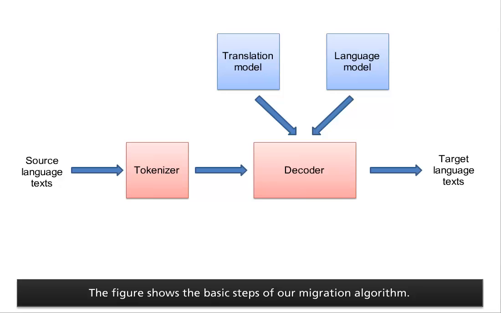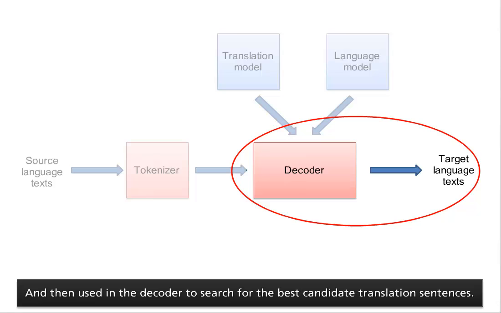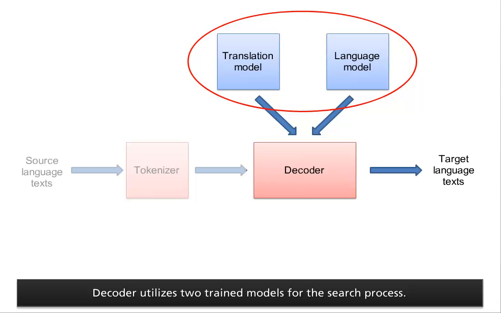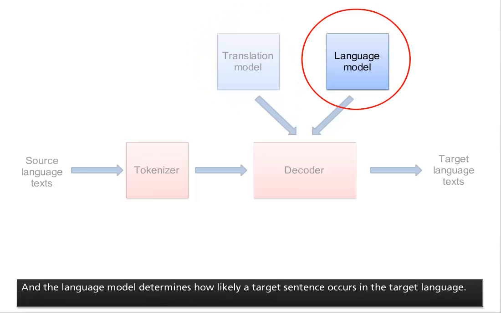Let me describe the core technical details of our approach. The figure shows the basic steps of our migration algorithm. Input Java source code is tokenized, and then used in the decoder to search for the best candidate translation sentences. Decoder utilizes two trained models for the search process. The translation model determines how likely a source sentence and a target sentence have co-occurred in the corresponding texts. And the language model determines how likely a target sentence occurs in the target language.